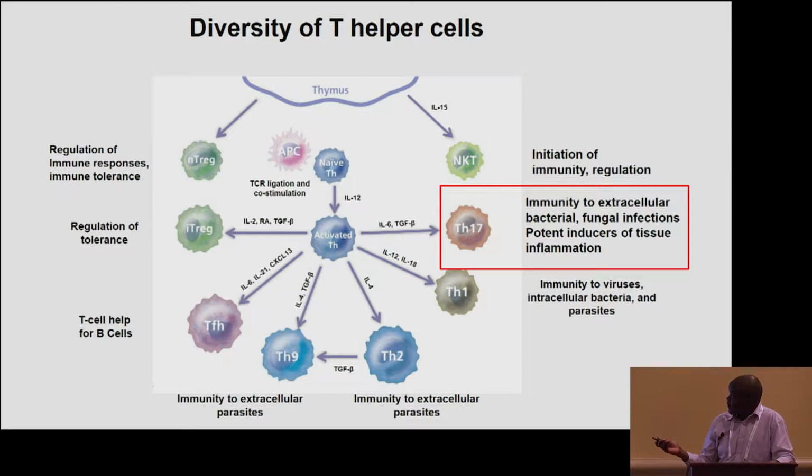So Th17 cells, just a brief introduction. These are subsets of CD4 T cells, and we know that in the periphery, naive T cells, upon encounter with APCs, normally differentiate into different subsets under the influence of different cytokines. These cells, Th17s, have been implicated in providing immunity to extracellular bacterial and fungal infections, and we also know them to be very potent inducers of tissue inflammation.